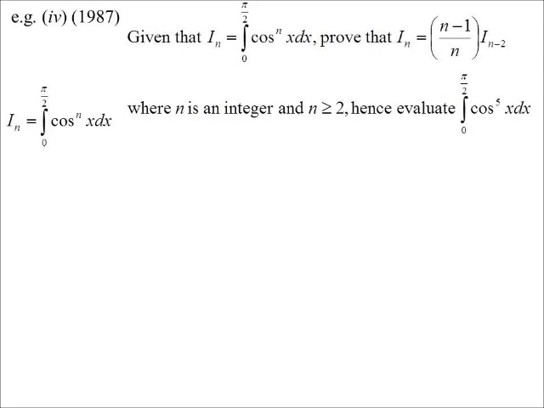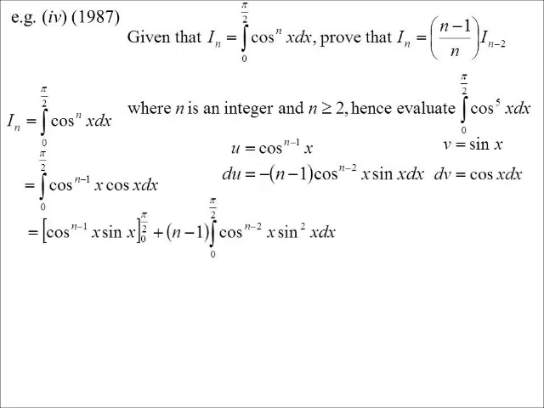How did we do cos? Well, it depended whether it was odd or even. Now, I've got no idea whether it's odd or even here. So I'm just going to factorise out the cos and then do it by parts. I'm pretty sure that's how I did it, is it? So u is cos^(n-1), du is (n-1) cos^(n-2) times minus sine x, dv is cos x, so v becomes sine x.